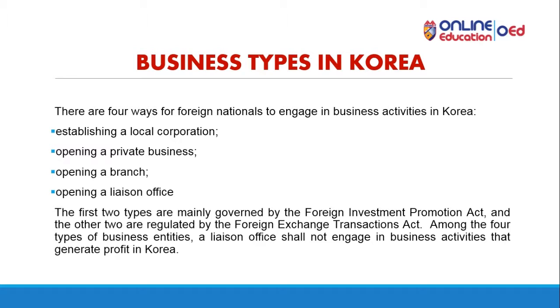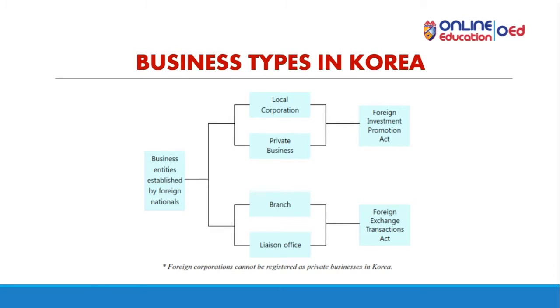in some countries. However, in Korea we have local corporation, private business, a branch, and a liaison office. The first two types are mainly governed by the Foreign Investment Promotion Act, and the other two are regulated by the Foreign Exchange Transaction Act. Among the four types of business entities, a liaison office shall not engage in business activities that generate profit in Korea.